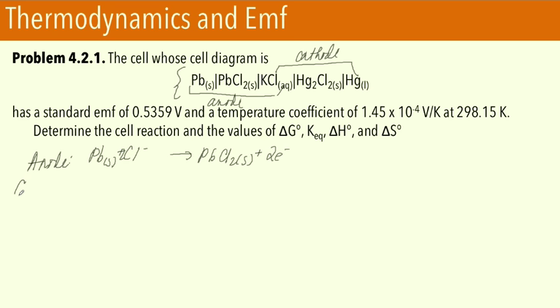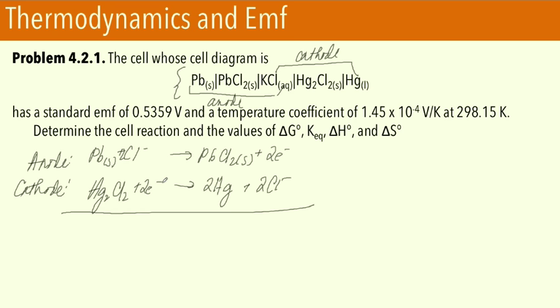Our cathode, on the other hand, is just our calomel electrode. So we could write this as our calomel plus 2 electrons, yielding 2 mercury plus 2 chloride. This is our corresponding half reaction. Upon adding these two reactions together, it's important to note that the reaction as written involves 2 electrons. So we have lead solid plus our calomel. Note as well that our 2 chloride ions cancel out. So this yields PbCl2 solid plus 2 mercury. This is the cell reaction, and again, note that we involve 2 electrons.